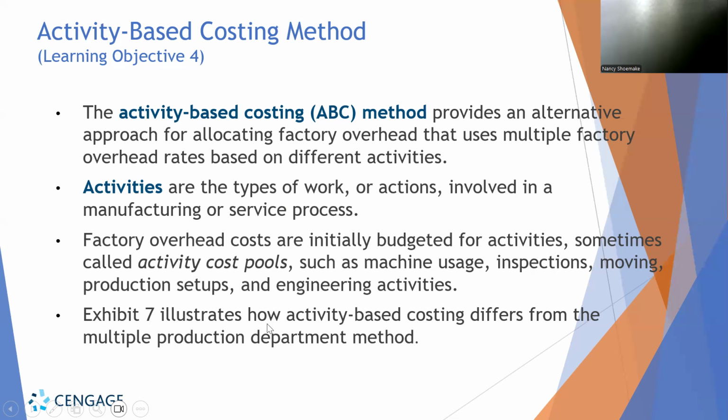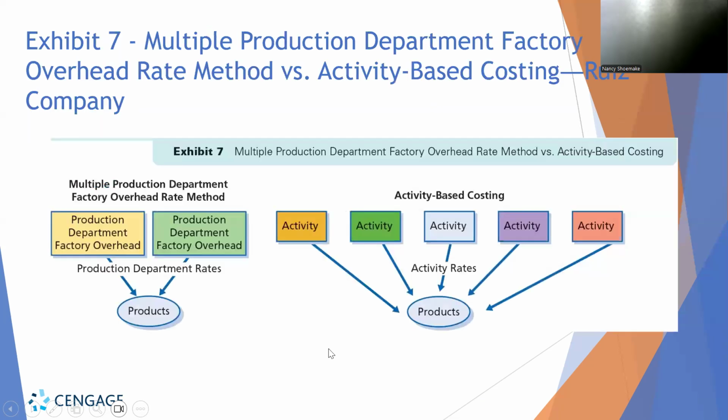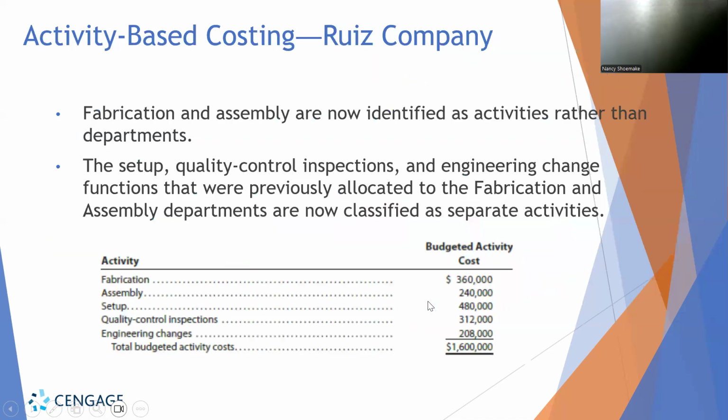Exhibit 7 illustrates how activity-based costing differs from the multiple production department method. In this method, we have two departments. In activity-based costing, we cost our products based on the activities, and we allocate the overhead based on activities. So here, we've got various activities.